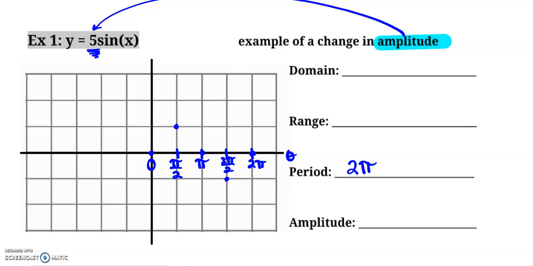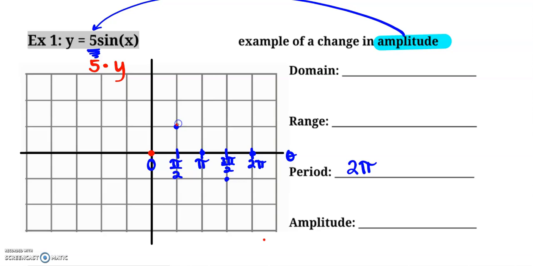But here's what's going to be different. If I think about each of these points, that 5 is like multiplying 5 times the y value, okay? So right here at 0, 5 times the height of 0 is still 0. But 5 times 1, well, that's 1, 2, 3, 4, 5. So I'm going to need to change that a little bit.